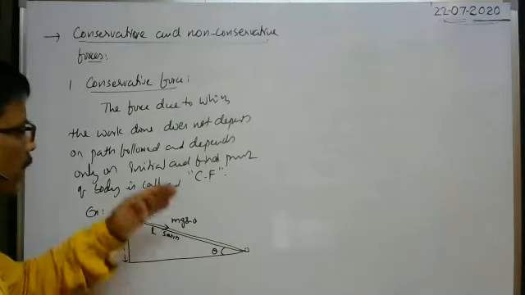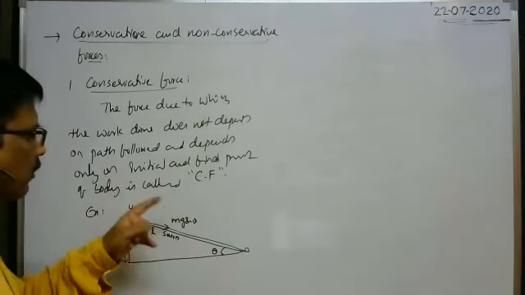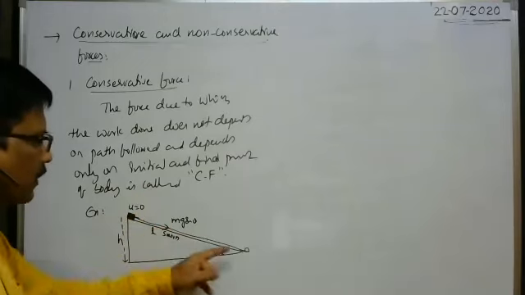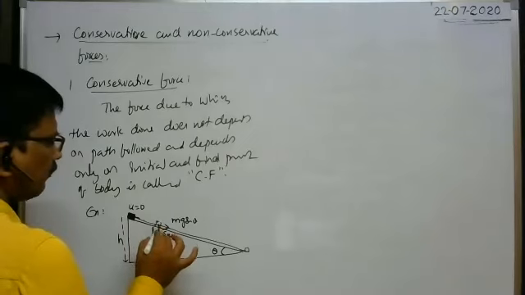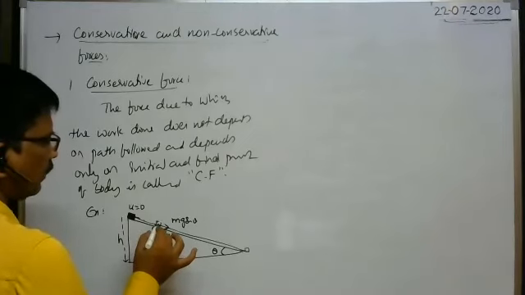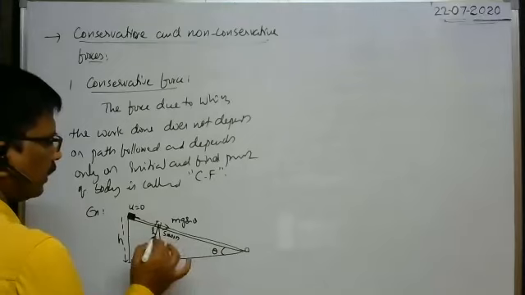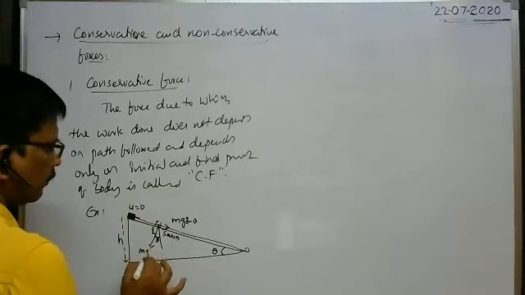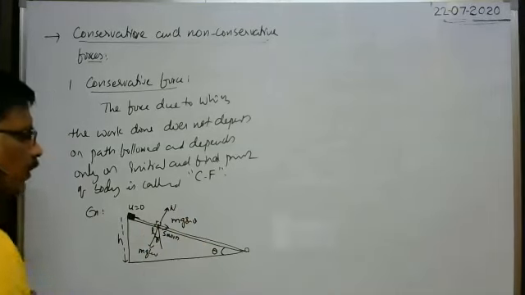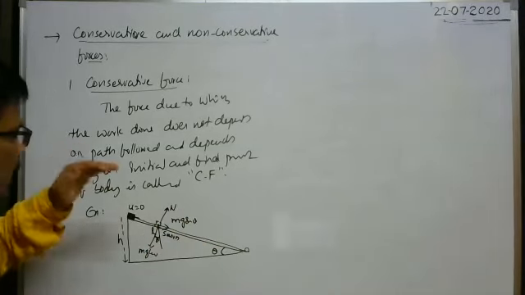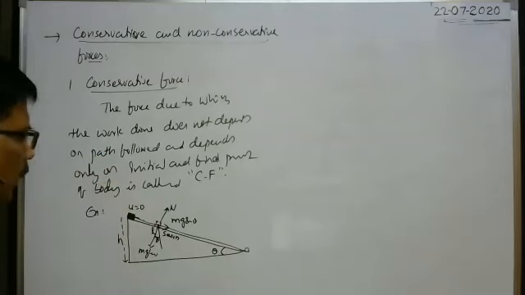What is the work done by the gravitational force on the body in this direction? Suppose whenever the body is here, the weight mg acts vertically downwards. You resolve it into components. The angle is theta. It is mg cos theta and mg sin theta. The normal reaction is in this direction. Is any work done by the normal reaction on the body?